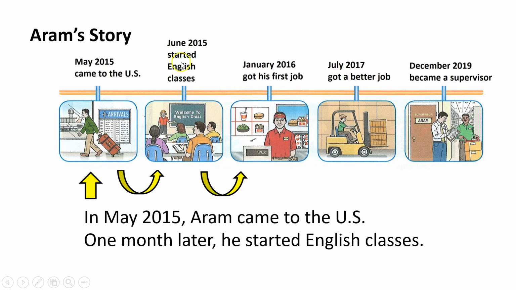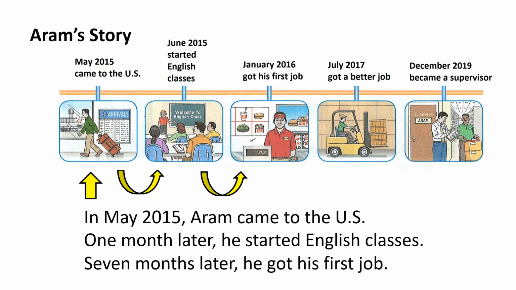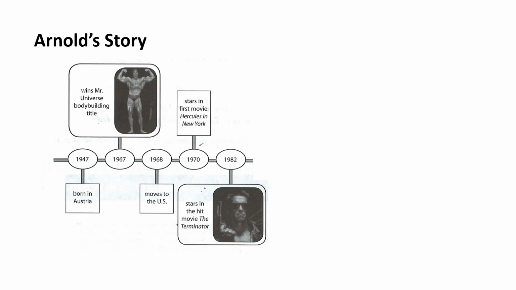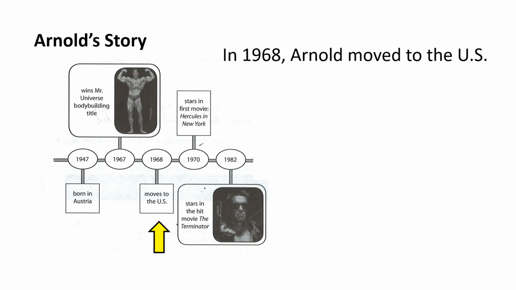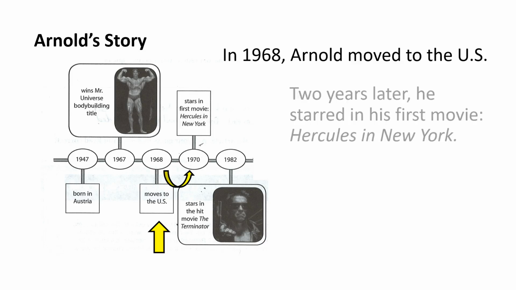If I want to go from this event in June to this event in January, I would count the months: June, July, August, September, October, November, December, January. That's 7 months. 7 months later, he got his first job. So I could continue this story and tell all of the other things that happened with the word later if I want. In Arnold's story, I would start and I could say here, in 1968, Arnold moved to the US, and then from 1968 to 1970s, 2 years. 2 years later, he starred in his first movie, Hercules in New York.